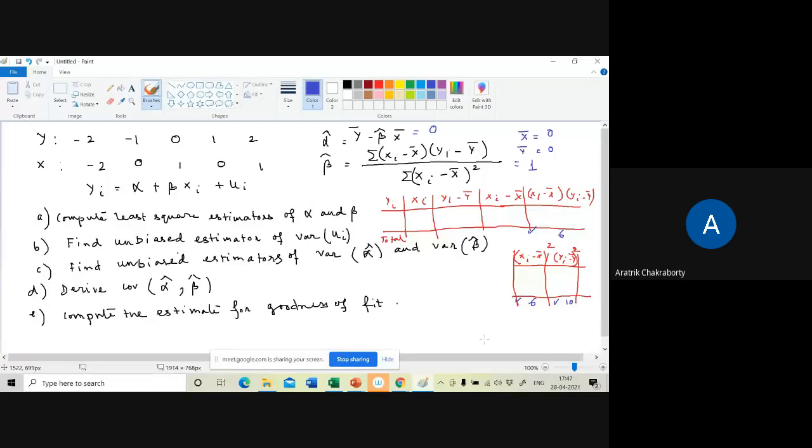RSS by n minus 2. Would anybody please tell me? Yes, the formula is S u square for part B: RSS by degrees of freedom. Here the degrees of freedom is n minus 2. So it is RSS by n minus 2.